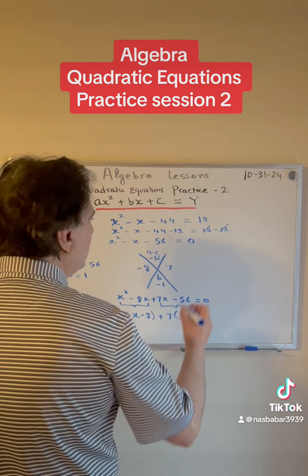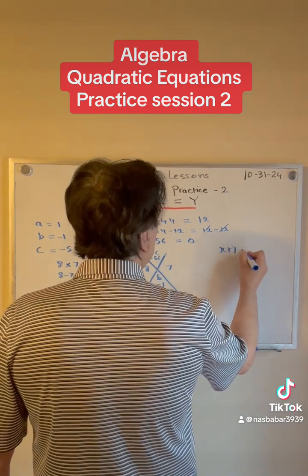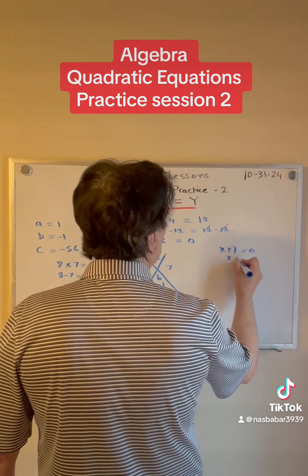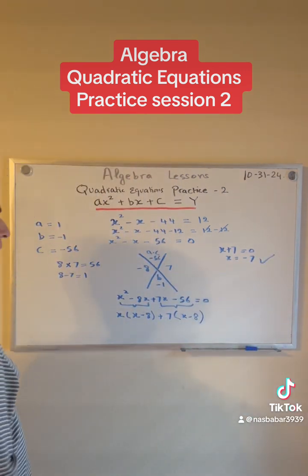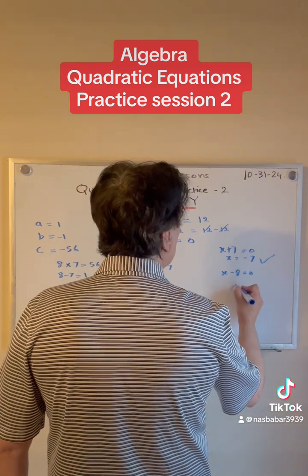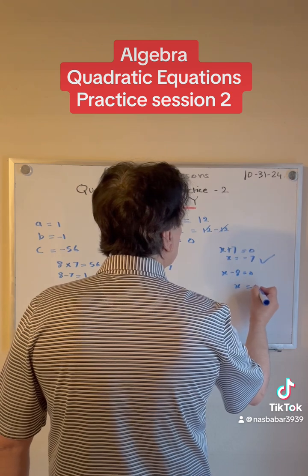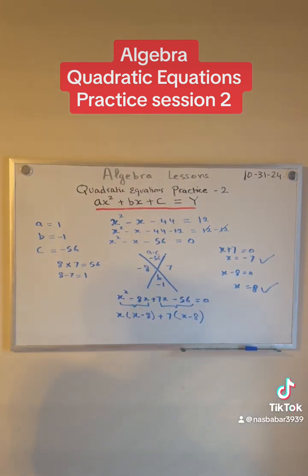So then my one answer: x plus 7 is equal to 0, so x is equal to minus 7. That's my one answer for x. And the second one, x minus 8 is equal to 0, so x is equal to 8. So how's that? Pretty straightforward.